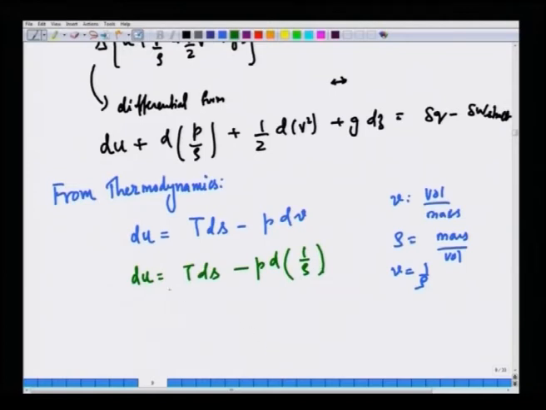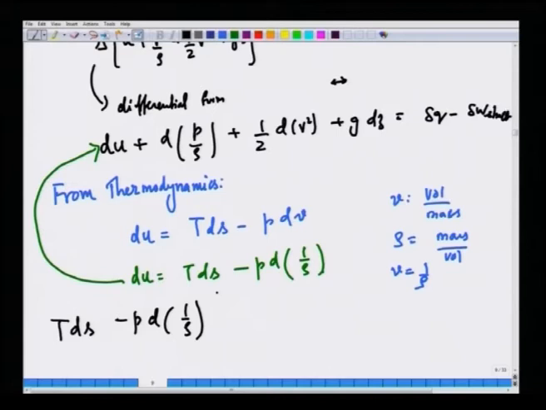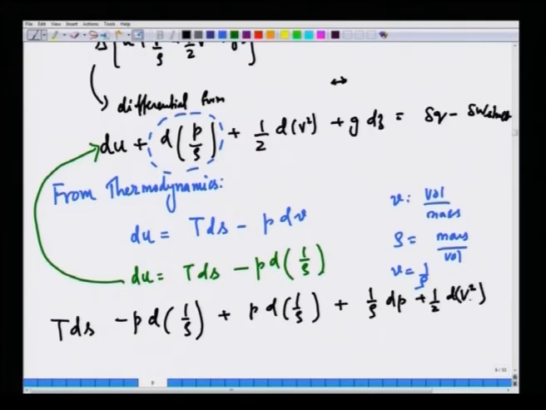Okay. So, I am going to substitute du out here to get T ds plus, now let me first write minus P d of 1 over rho. This term out here becomes plus P d of 1 over rho, I am going to differentiate by parts, plus 1 over rho dp, okay, plus half dv squared plus g dz is equal to delta q minus delta w shaft.